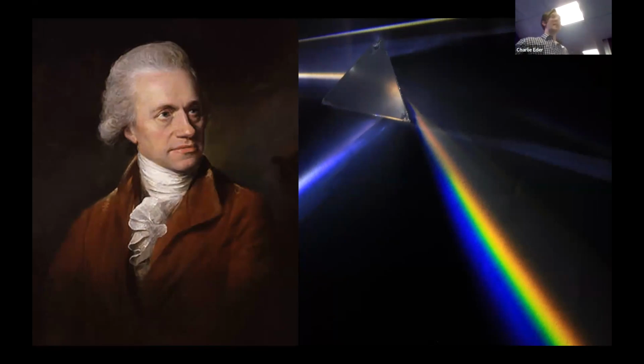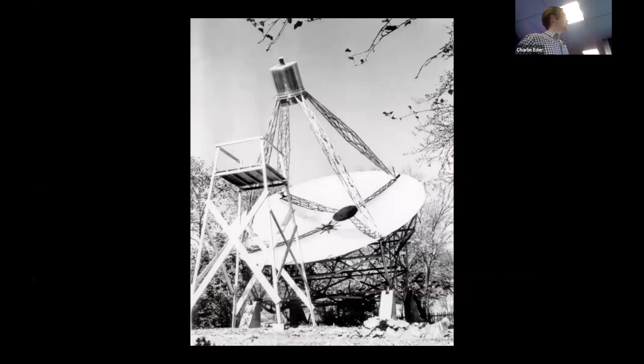In 1937, Grote Reber was the first astronomer to construct a telescope meant to observe the sky in frequencies of light that we can't see. This is the first ever radio telescope with a 9-meter dish. It focused radio waves to a radio receiver up here.